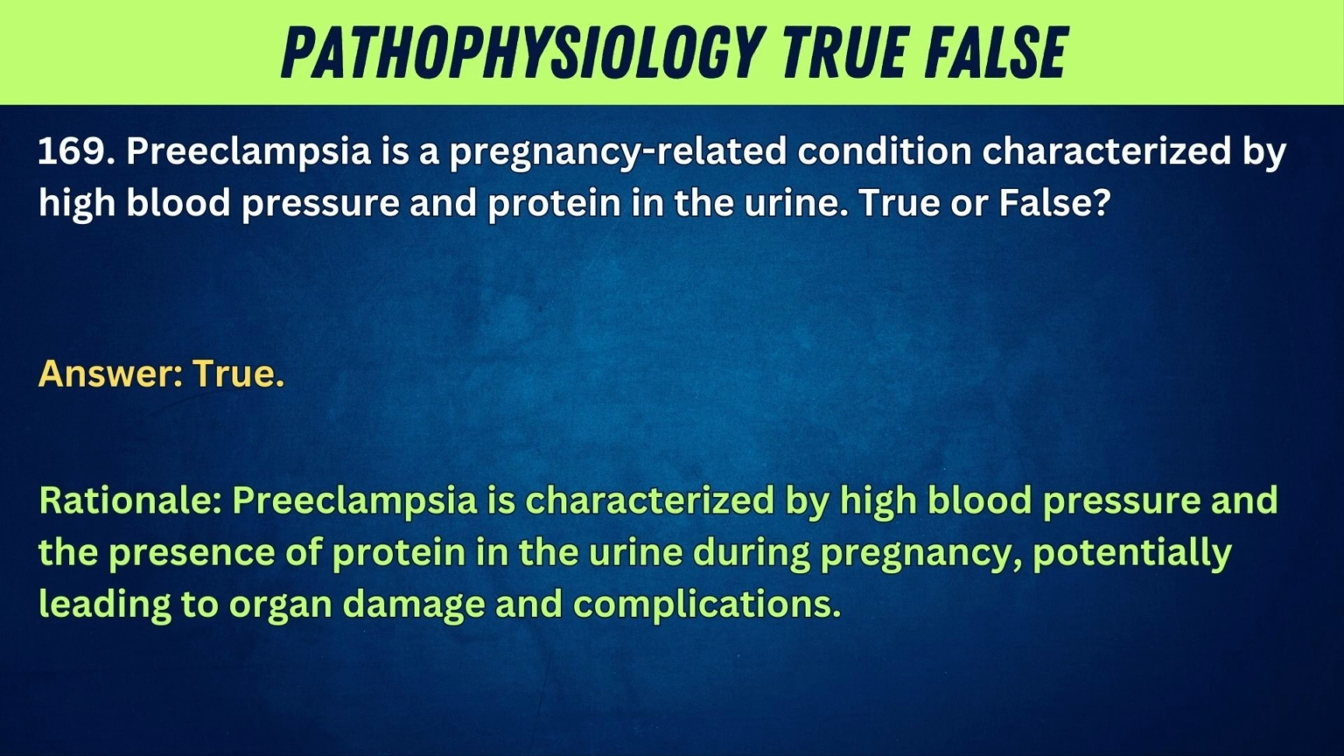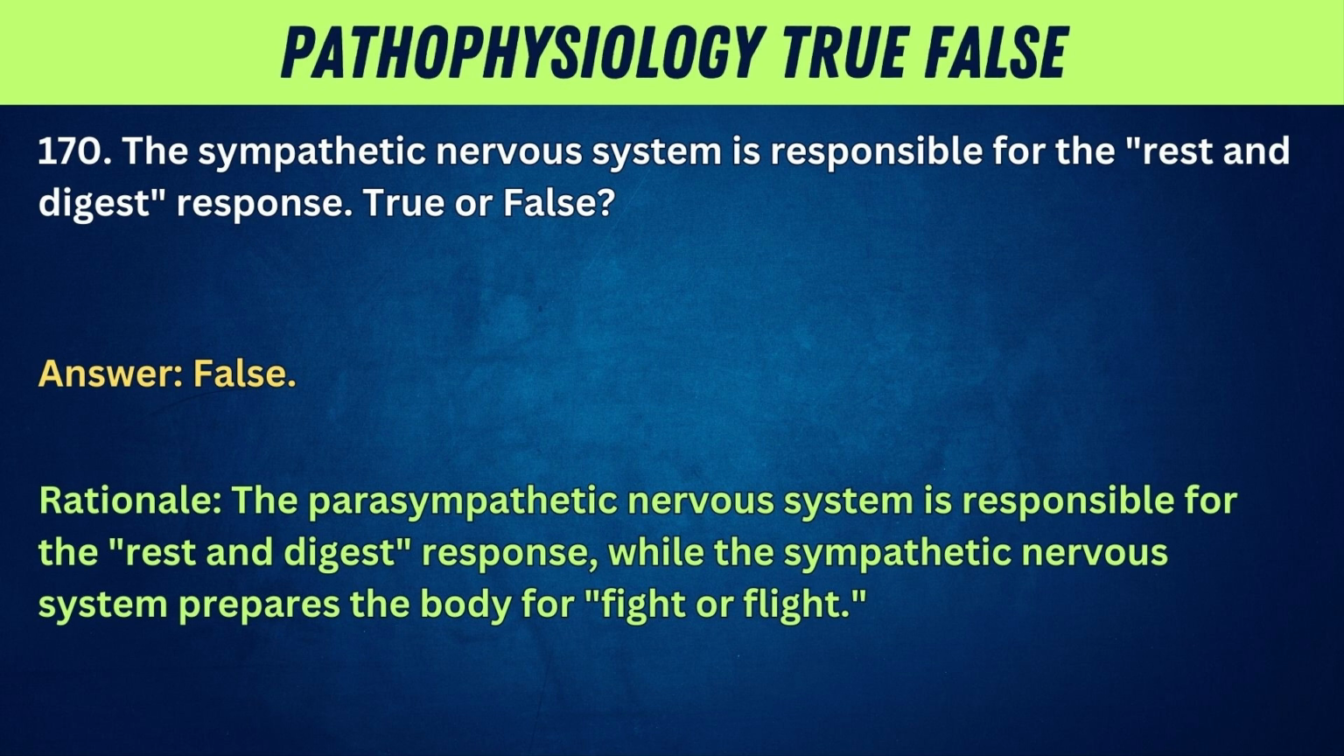True or false? Answer: true. Rationale: preeclampsia is characterized by high blood pressure and the presence of protein in the urine during pregnancy, potentially leading to organ damage and complications. 170. The sympathetic nervous system is responsible for the rest and digest response.